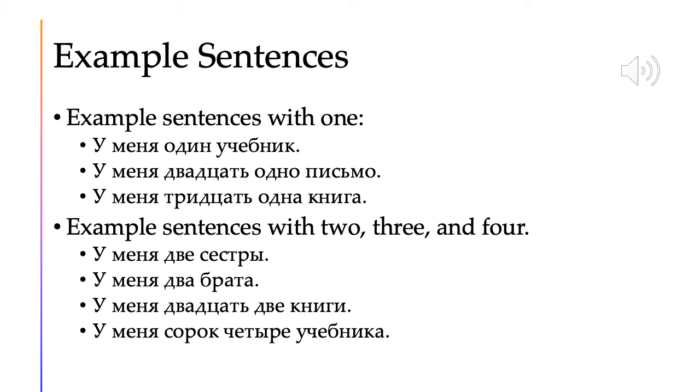Два брата. У меня 22 книги. I have 22 books. Once again, we are going to use the form две because two is modifying a feminine noun. And we are going to put the noun itself in the genitive singular because there are 22 of them. We say the word two. У меня 22 книги. I have 22 books.